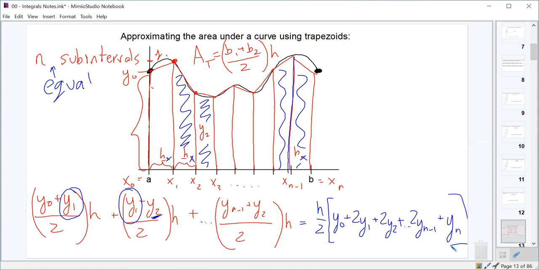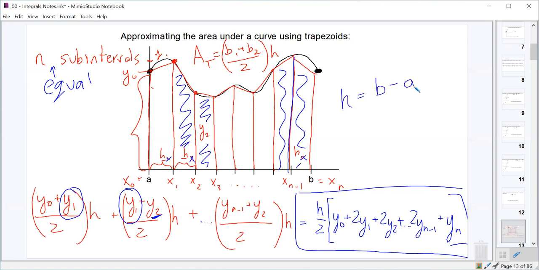And so this is our generic formula when the value of h is always the same to approximate the area under a curve using a trapezoid. And we'll note that the value of h, when we have equal subintervals, should be the length of the entire interval, b minus a, divided by the number of subintervals, which was n. So that's how we'll get our value for h. H will be b minus a over n.